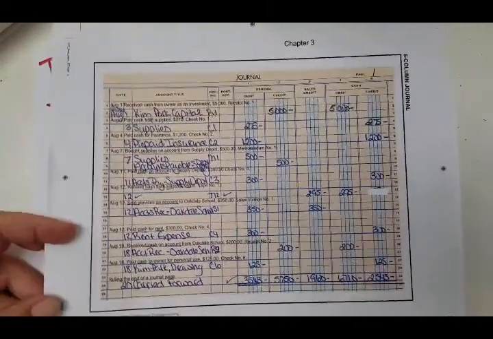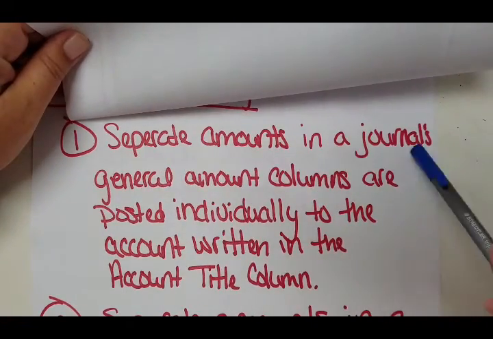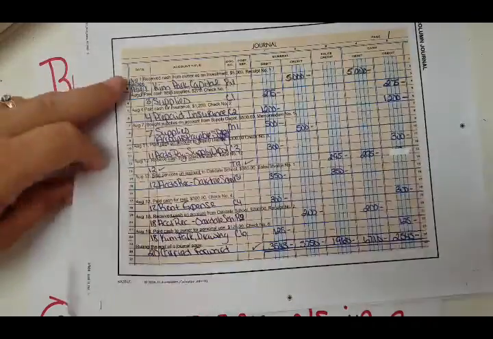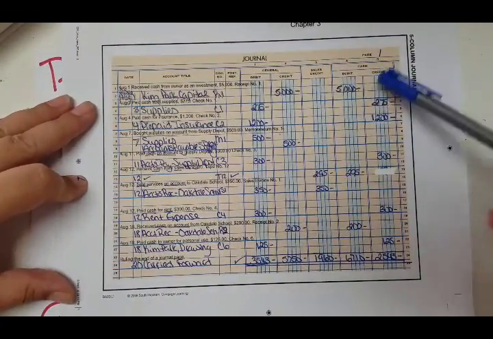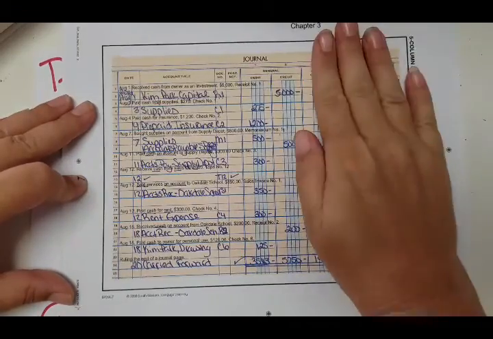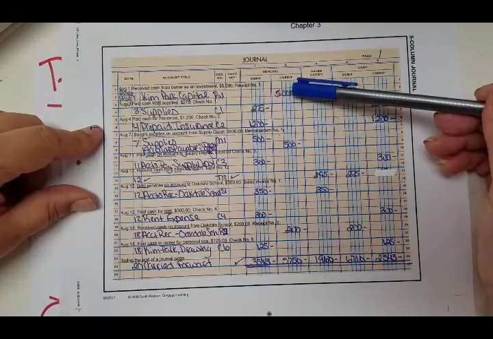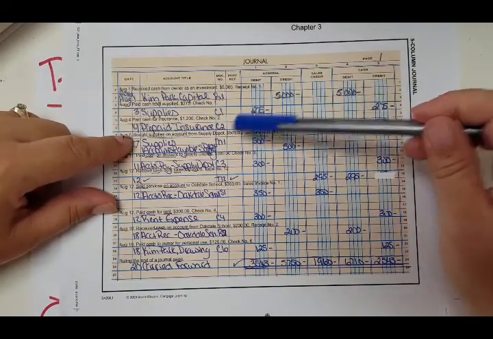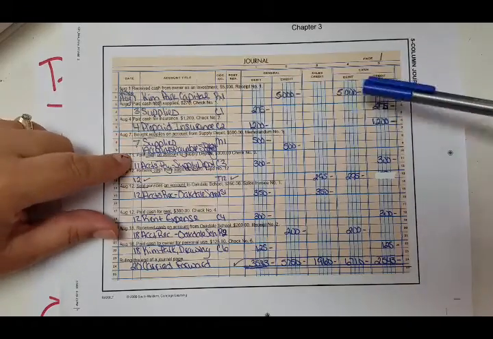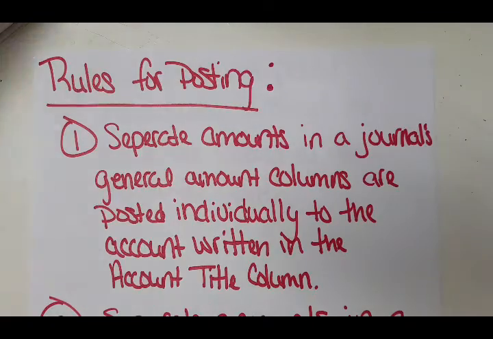So this is what we did in the last chapter. So basically what that said is separate amounts in the journal's general amount columns. So the general amount columns is the only thing you're going to worry about. All this stuff over here, we're going to ignore that. So if there's an amount written here, we're going to be posting that. So we would do Chem Park Capital, we would do supplies, prepaid insurance, but we're skipping everything that's over here. Okay?